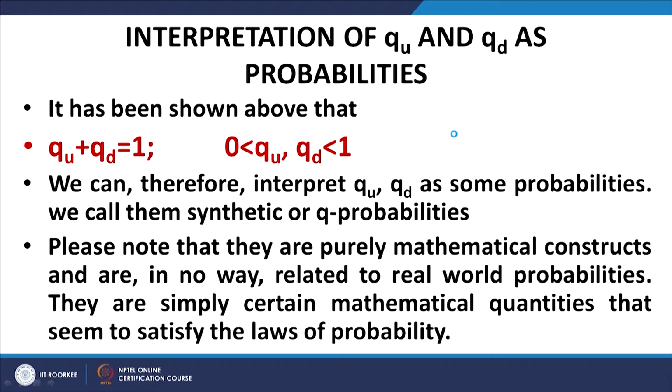Remember, they are not real life probabilities. They are not probabilities that have been found by experiment and observation. They are simply mathematical constructs, but they are mathematical constructs that seem to satisfy the axioms of probability. So, we call them probabilities, but we also call them synthetic probabilities. The important thing is these are synthetic probabilities. We will learn more about their nature immediately.